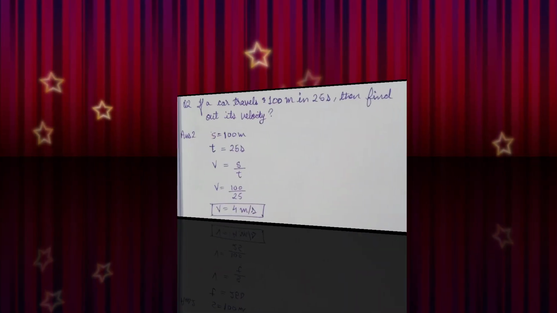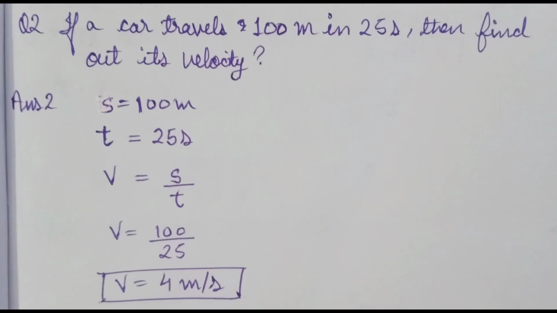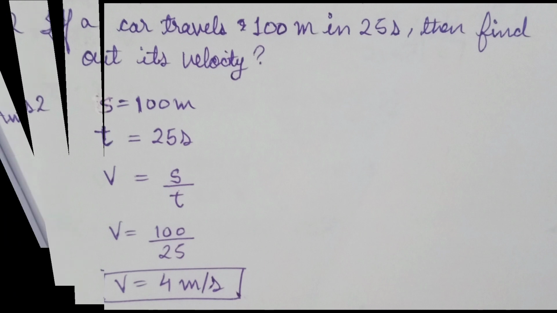Number 2, if a car travels 100 meter in 25 seconds, then find out its velocity. Displacement s is equal to given 100 meter, time taken is equal to 25 seconds, then velocity is equal to s upon t, displacement upon time. Then 100 upon 25 is equal to velocity is equal to 4 meter per second.